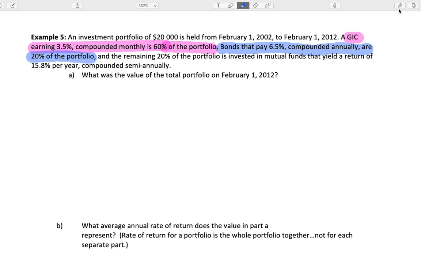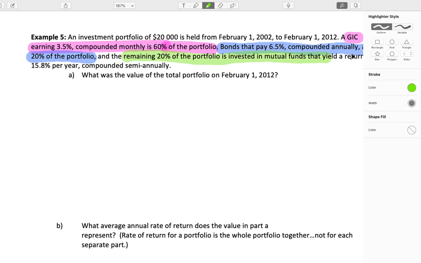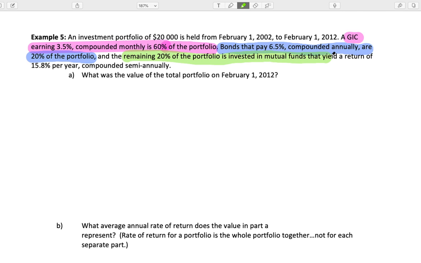And last but not least, let's go to green. Who doesn't like green? And the remaining 20% of the portfolio is invested in mutual funds that have an annual yield, a return of 15.8% per year, compounded semi-annually.